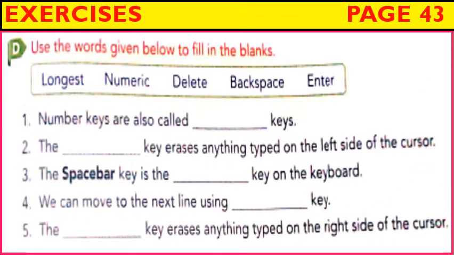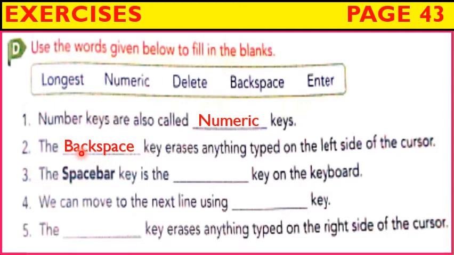Now, exercise D. Fill in the blanks. First one, number keys are also called as numeric keys. Second one, the dash key erases anything typed on the left side of the cursor. Answer is backspace. Remember children, backspace key erases anything on the left side of the cursor, whereas delete key erases anything typed on the right side of the cursor.